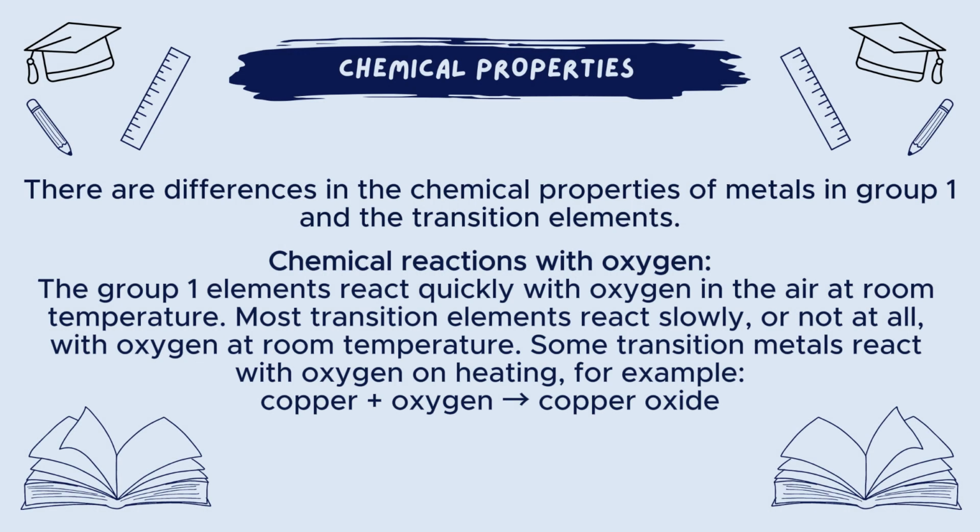There are differences in the chemical properties of metals in Group 1 and the transition elements. Chemical reactions with oxygen. The Group 1 elements react quickly with oxygen in the air at room temperature. Most transition elements react slowly or not at all with oxygen at room temperature. Some transition metals react with oxygen on heating. For example, copper and oxygen gives you copper oxide.